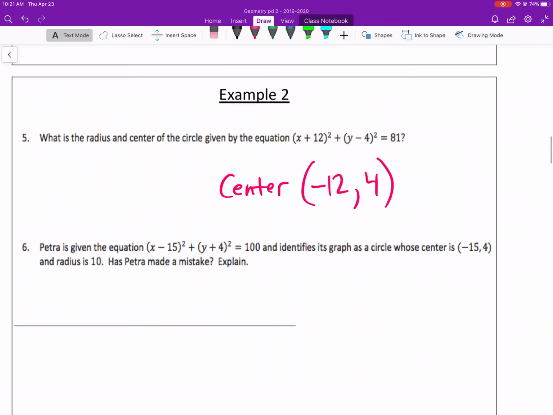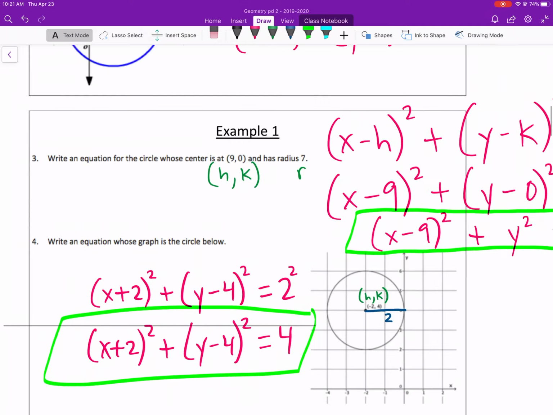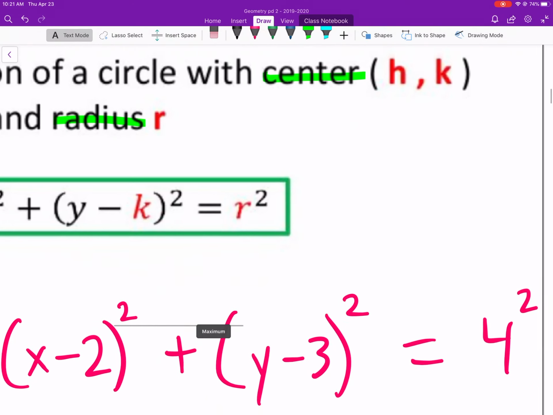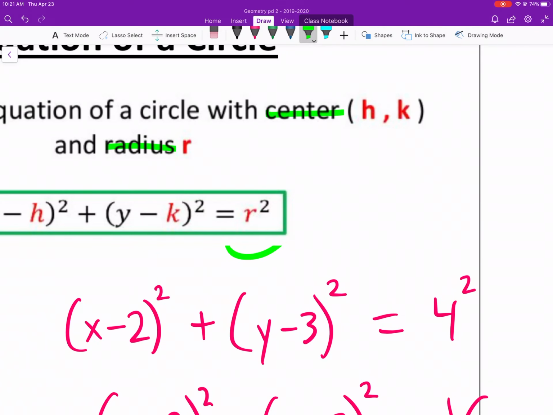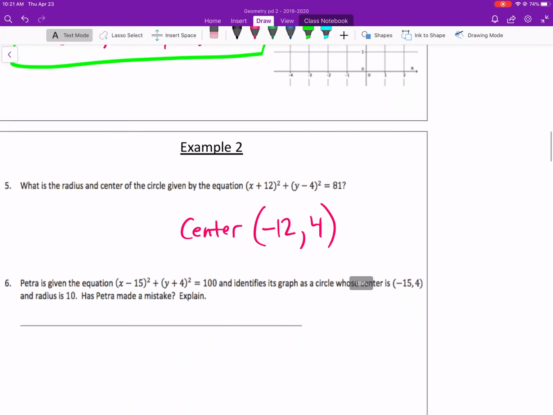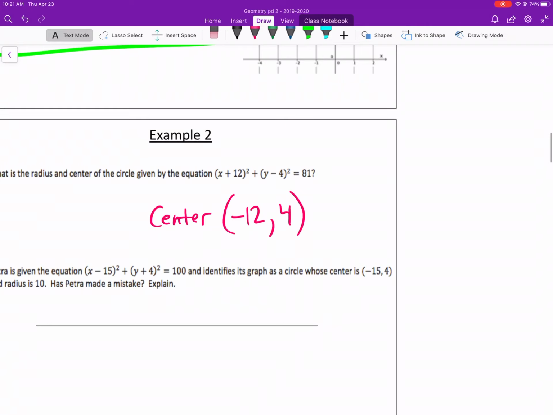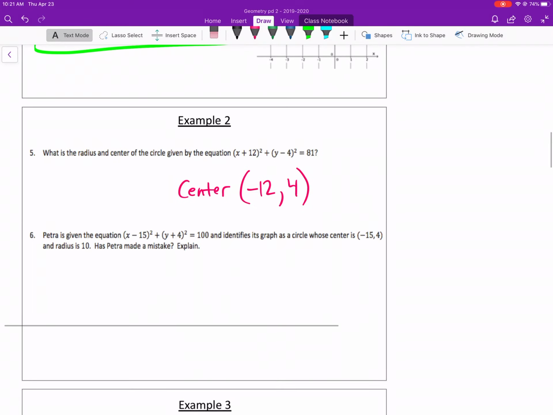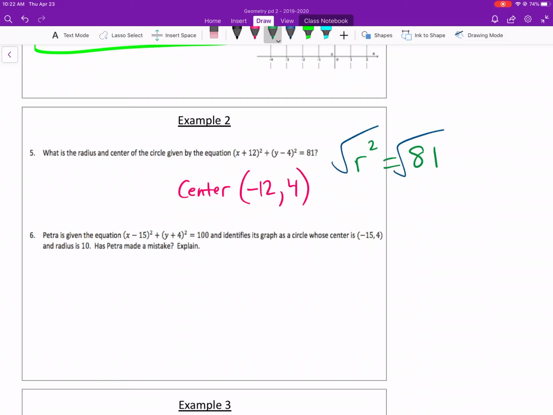Now, in your equation, that number on the end there is r squared. So what's being represented in the equation is not the radius flat out. You wouldn't say that the radius is equal to 81. r squared is equal to 81 here. So we have to square root both sides to get the radius by itself. So the radius is equal to the square root of 81, which is 9.